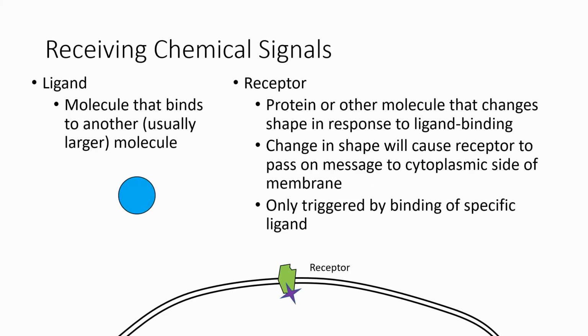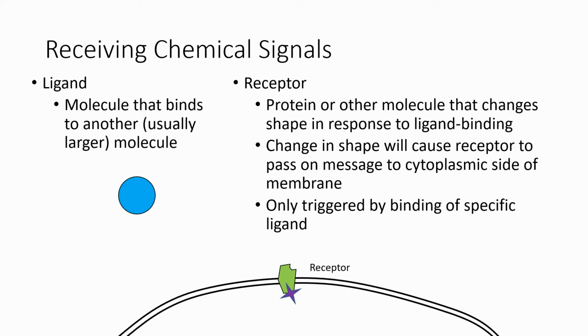So there has to be some way to get a signal from outside the cell to the inside of the cell, and usually this is through the interaction of two molecules, a ligand, or ligand, either way is proper to pronounce it, and a receptor. A ligand can be any molecule that acts as a signaling molecule. The only restriction on it is just that it needs to bind to a specific receptor.